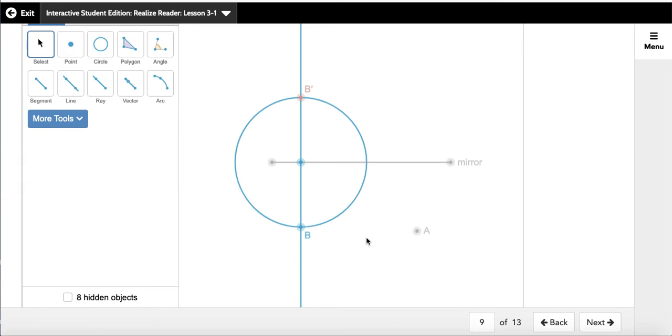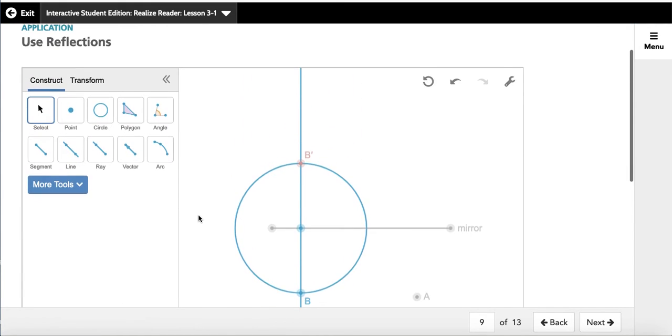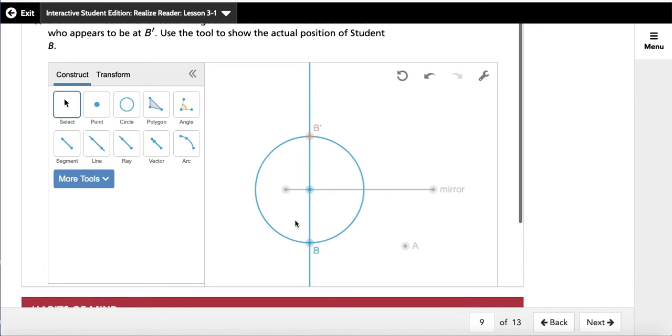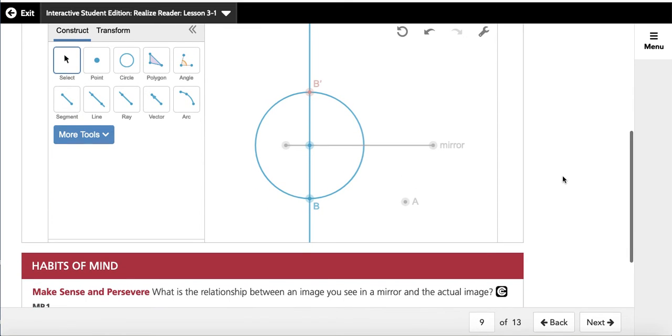Now, what did they want? Oh, we have to show the segment that's going through there, right? No, I don't. I'm done. The directions were to, let me go back. Use the tool to show the actual position of student B. Well, that's where student B actually is. I thought I had to draw this other segment, but I didn't have to for this case.